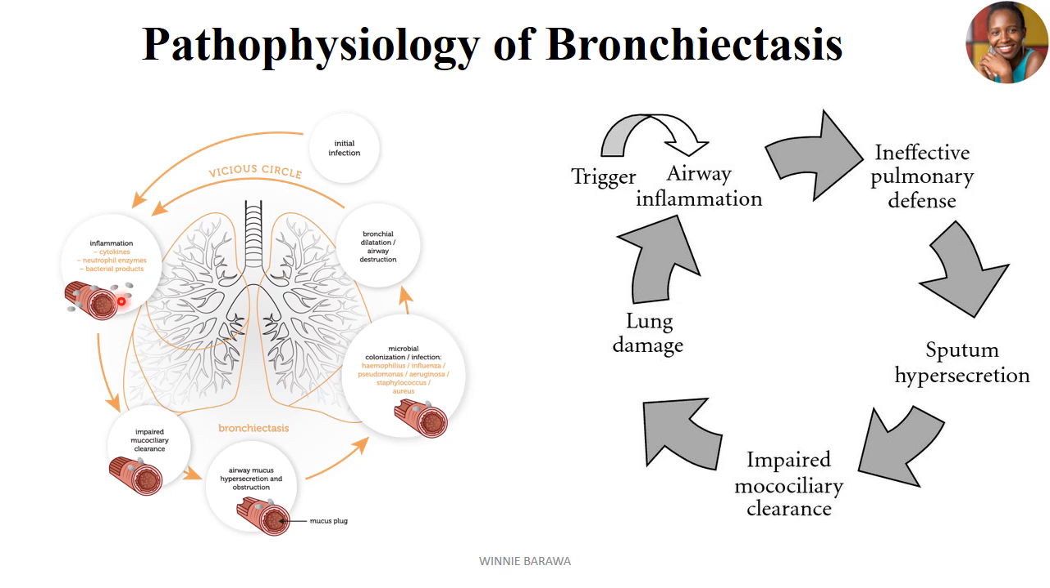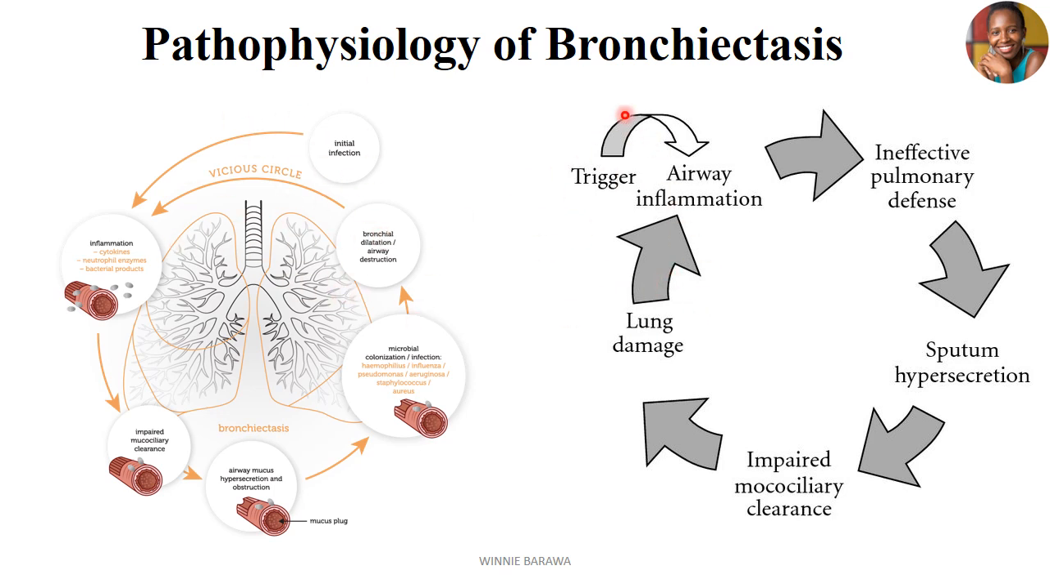So the inflammation comes out again. We impair the clearance. The mucus comes too much and blocks. And the microorganism colonization and infections keep on existing. And so we get extreme disruption until the airways are not able to function further, or we end up with some insufficiencies. So that's a summarized way to look at it.